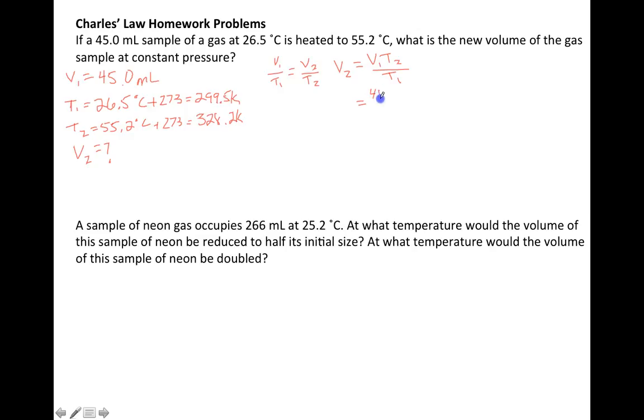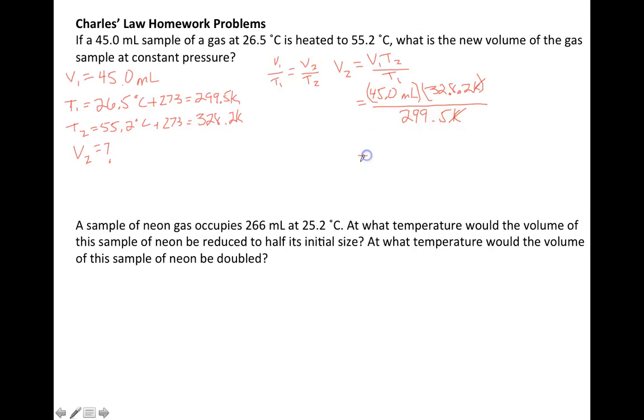V1 is 45.0 milliliters. And my T2 is 328, and the decimal point's over here, not here. 328.2 kelvins divided by the initial T1, which is 299.5 kelvins. All right, my temperatures are all canceling because Kelvin cancels Kelvin.